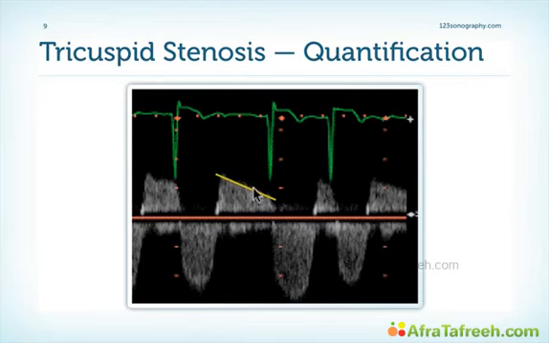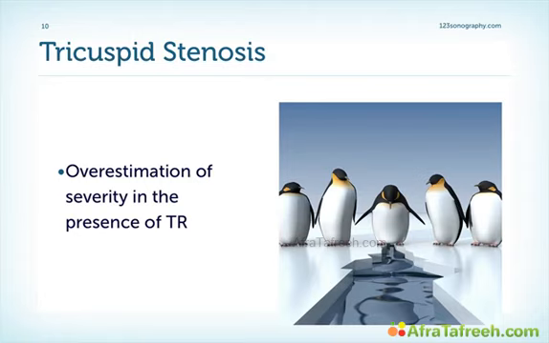Also, look at the pressure half time, so the steepness of the curve. When you perform all these calculations, don't only do it in one beat, but do it in several beats. Not only in patients who have atrial fibrillation, but in every patient, simply because you have fairly high fluctuations in the velocity due to respiration. Another thing which is important to consider, you can overestimate the severity of tricuspid stenosis if additional tricuspid regurgitation is present, because you'll simply have more flow across the tricuspid valve.